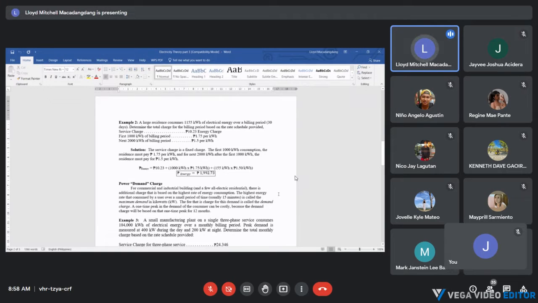The highest energy used by a user over a small period of time, usually 50 minutes, is called the maximum demand in kilowatt hour. The fee charged for this demand is called the demand charge, and a one-time peak in the demand of the consumer can be costly because the demand charge will be based on the one-time peak for 12 months.